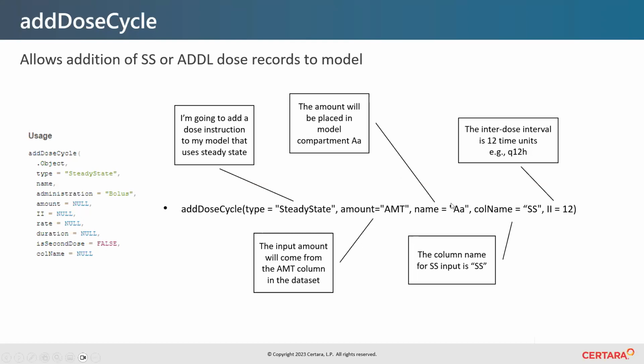The amount will be placed in compartment AA. My column name that's going to trigger this is steady state in the data set, and my interdose interval is 12. And again, for the interdose interval, if you wanted to, you could put this in your data set and say II equals II in my data set. So it's flexible, whether you map to a column or specify a number. I hope that's clear. It can be maybe a little confusing, but we'll see how that's actually implemented under the hood.